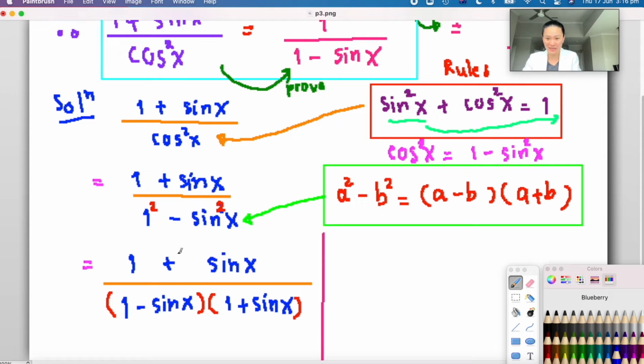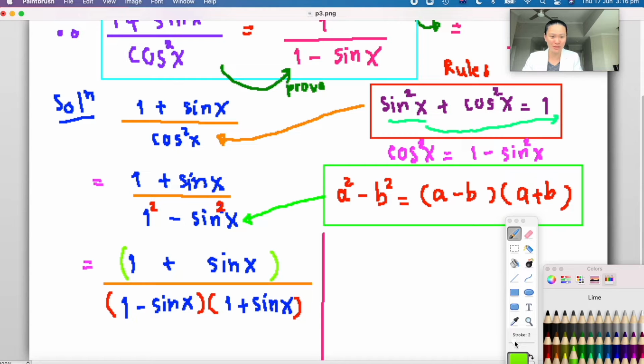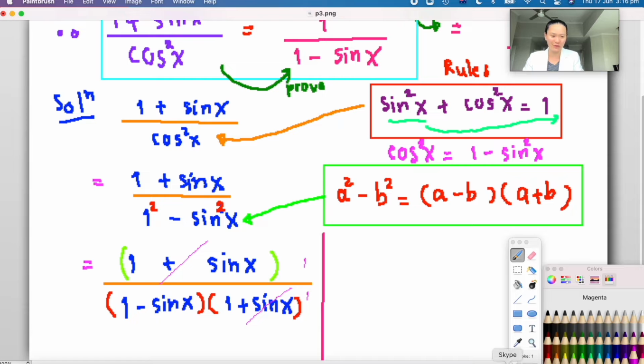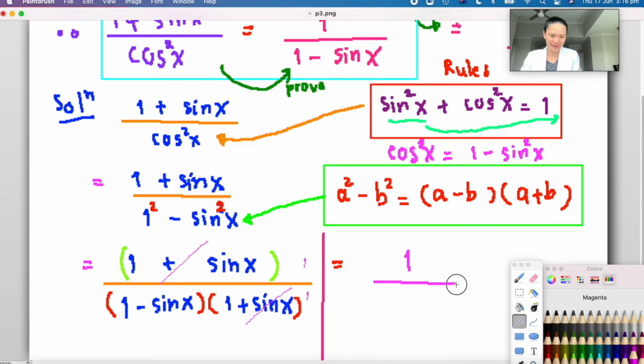Can you see something here? 1 plus sine x divided by 1 minus sine x times 1 plus sine x. You can cut something from here, yeah? You can cancel them. 1 plus sine x divided by 1 plus sine x is 1. So now you got the answer straight away. Your answer equals 1 divided by 1 minus sine x. And this one is your answer.